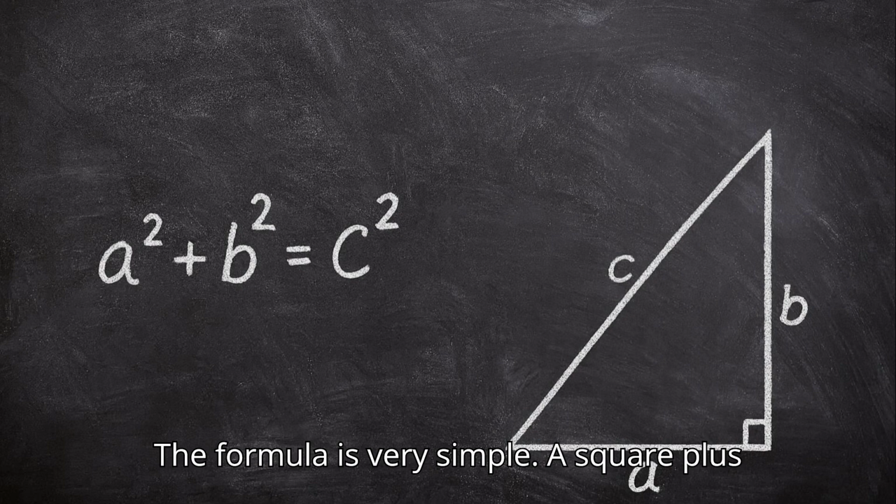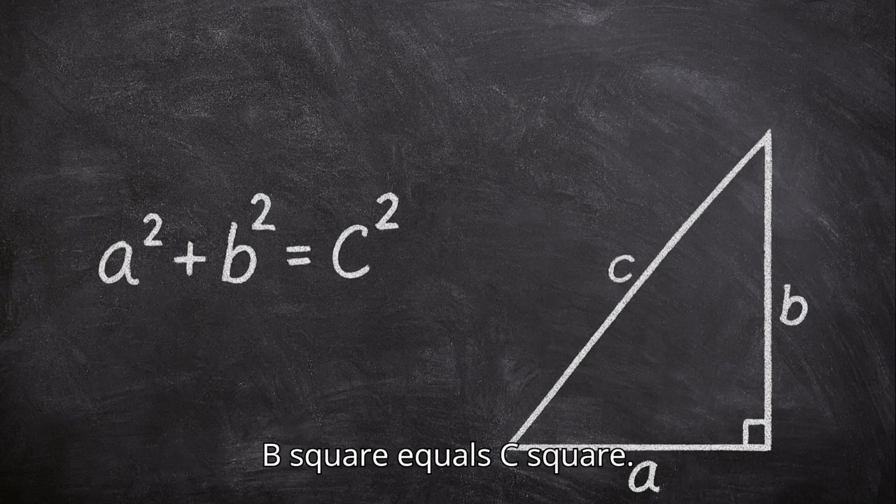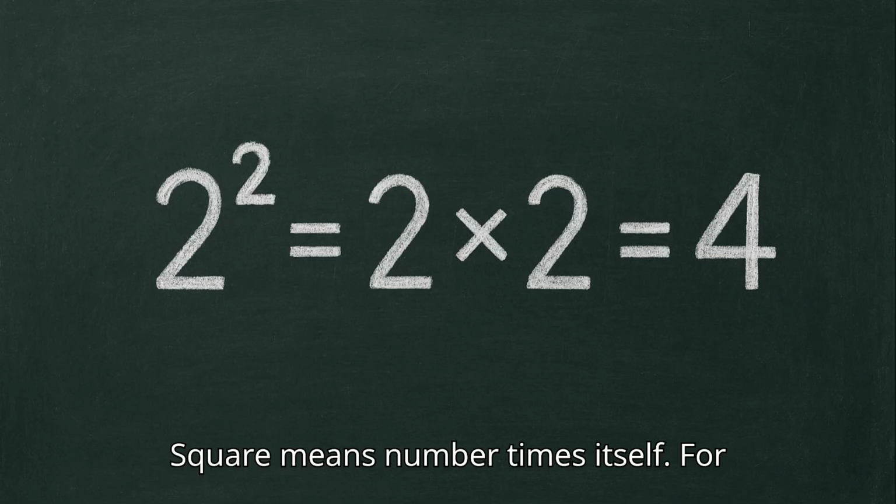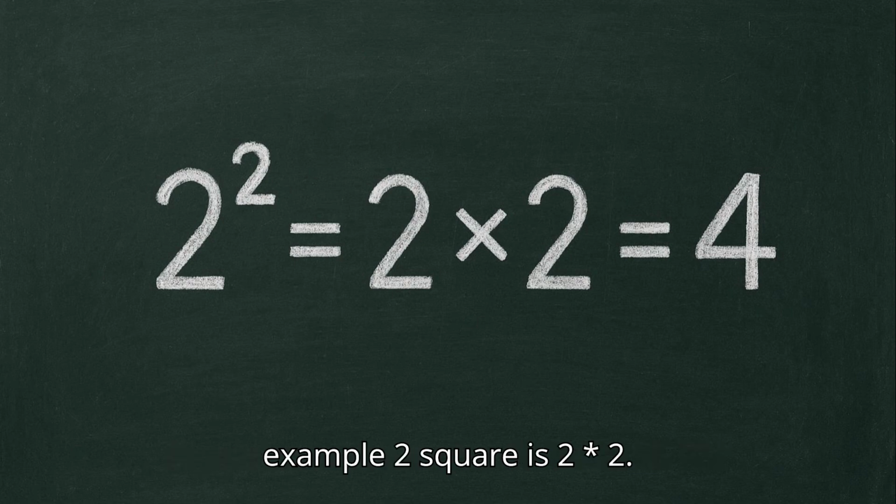The formula is very simple. A square plus b square equals c square. Square means number times itself. For example, 2 square is 2 times 2.